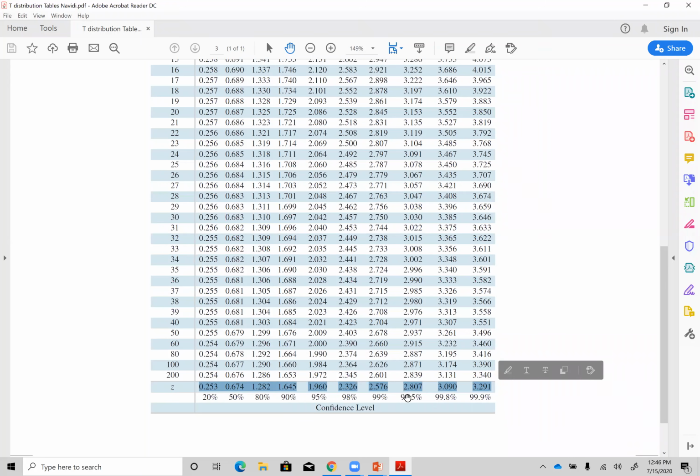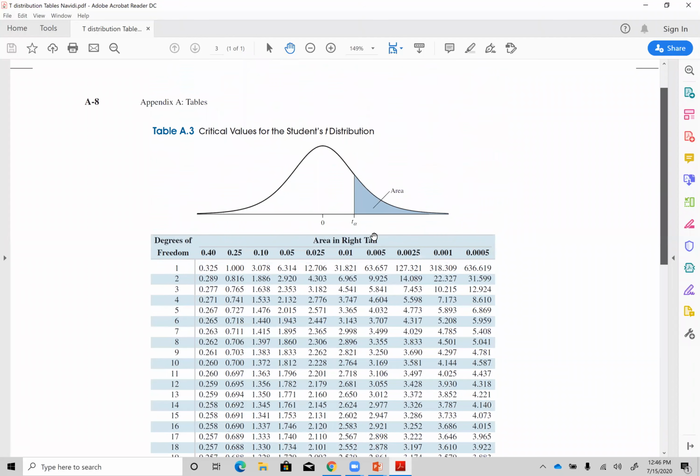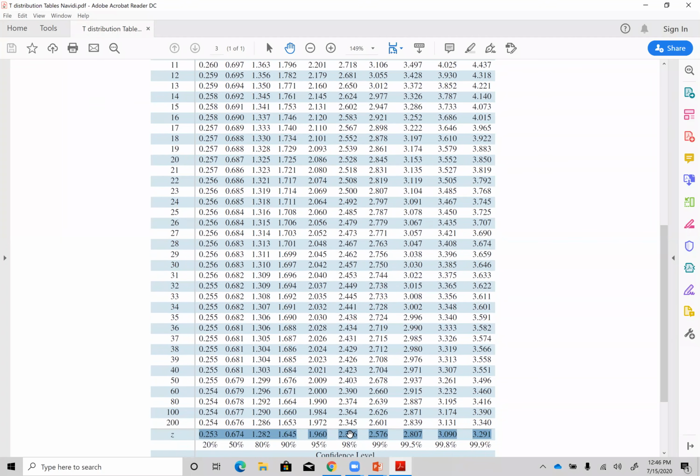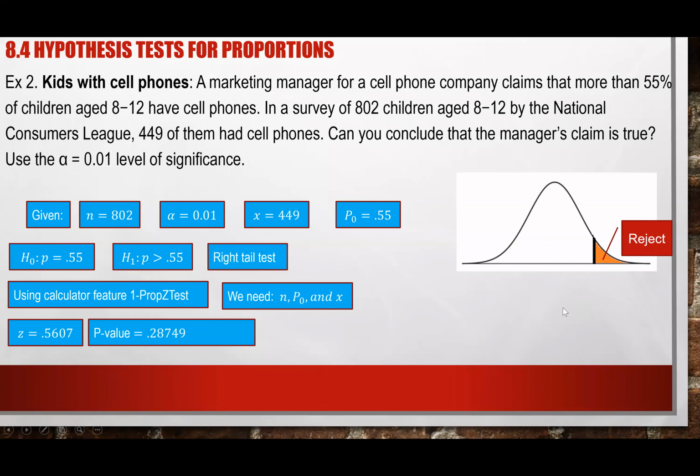And again, this is the same table that we use in chapter 7. In chapter 7 we use the confidence level; in chapter 8 we use the alpha. So for our critical value, our alpha is 0.01, which is the sixth column. We go all the way down to the z, the sixth column, and my z critical value is 2.326. So for my right tail test, my critical value is 2.326, and that is my boundary.